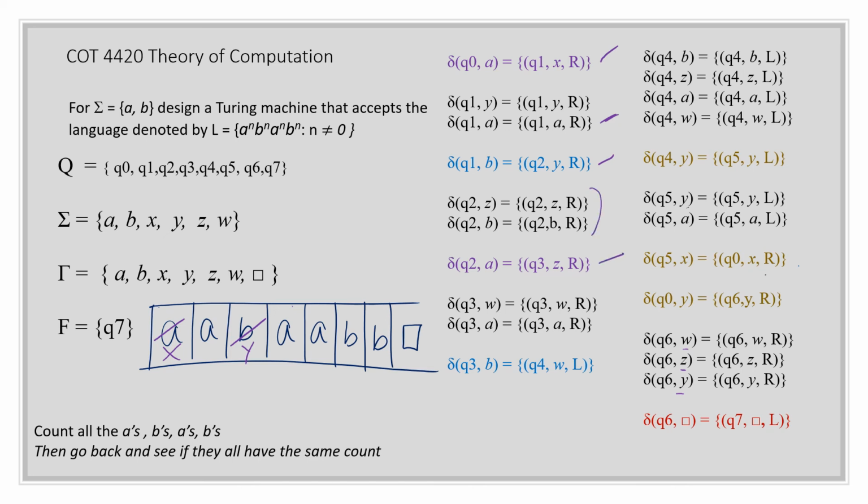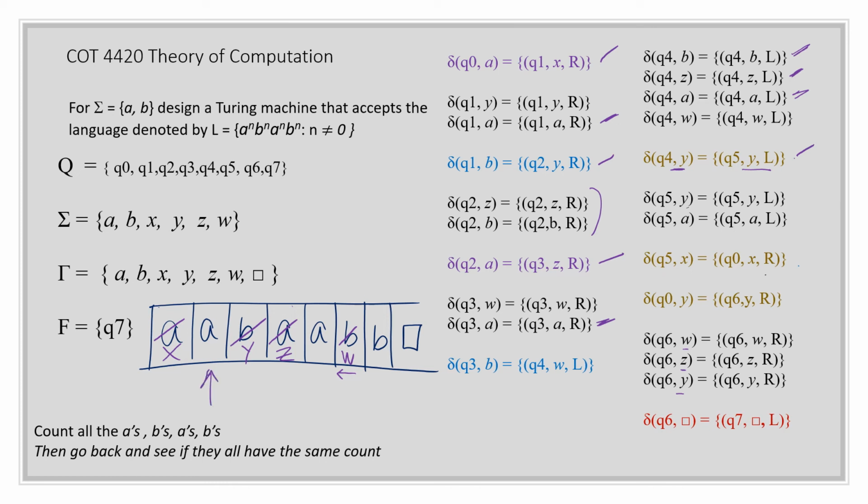We get to this A, we change it to a Z, we move right. Now we're going to pass the A, we get to this B, we change it to a W, and now we move left. Now we're going to move left past any W's, which we don't have, any A's, any Z's, any B's, until we locate a Y. So here we have a Y. We did get a Y, so we're going to move left.